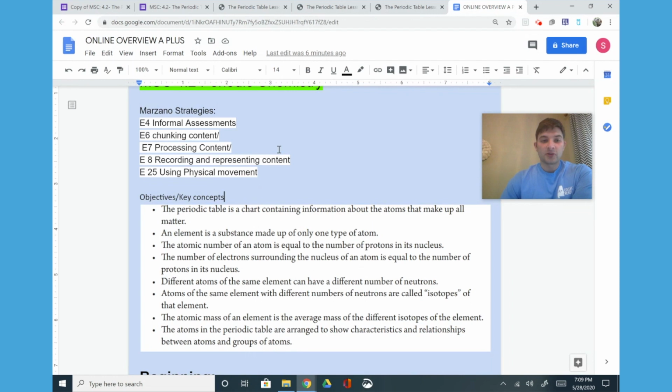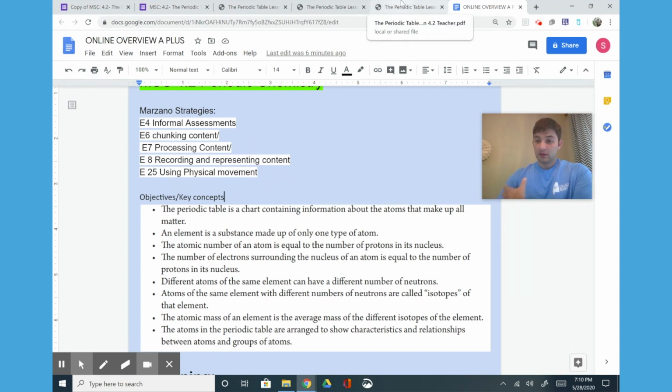Now, just to go to an overview, like I said, this is just snipped from the lab, but here are some Marzano strategies that this lab can do: informal assessments, chunking content, processing content, recording and representing content, using physical movement. There are so many different Marzano strategies that can be used here in a very easy way.